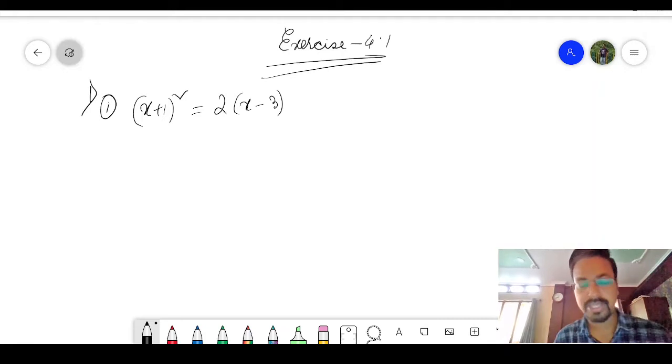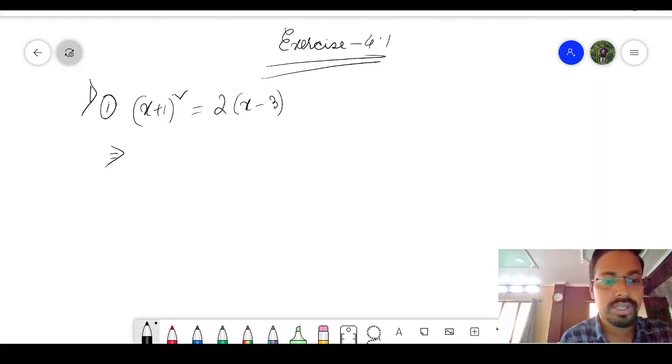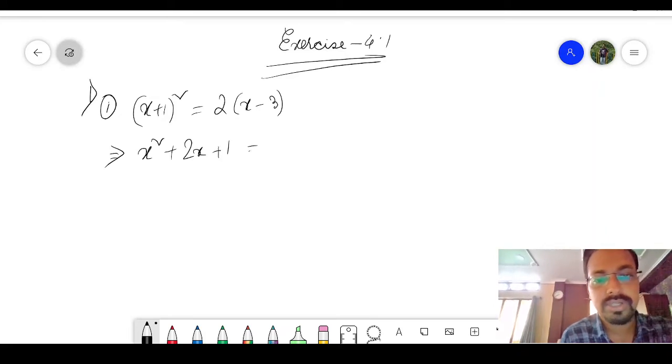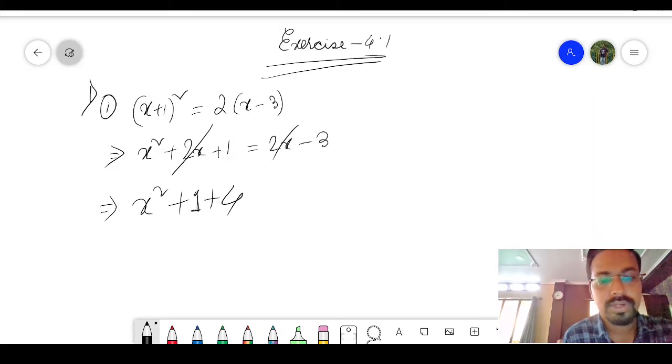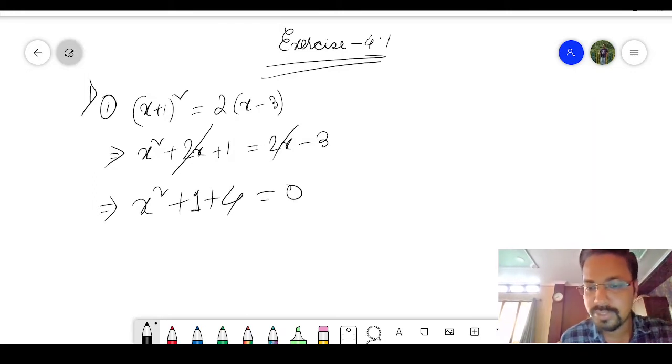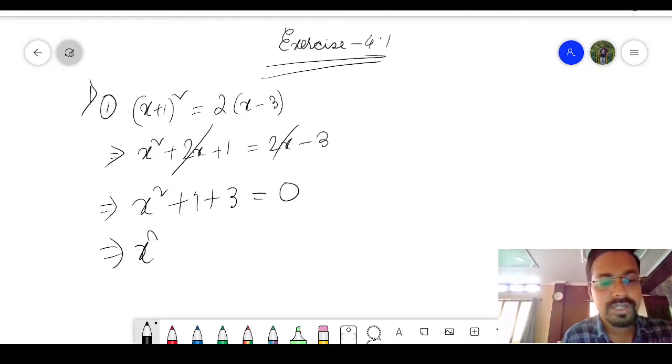So what you need to do here is simplify. You simplify the equation and bring it to the standard form, and you will understand whether it is a quadratic or not. So (x + 1) whole square means x square plus twice x plus 1 equal to twice x minus 3. So see, twice x will cancel out obviously. So we have x square plus 1 plus 3 equal to 0. So we have x square plus 4 equal to 0.